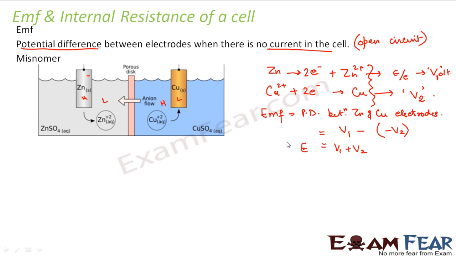Now what happens to this EMF when the cell is connected to an external circuit? As soon as the cell is connected to an external circuit, there is a current flow. As a result, there is some voltage drop across the resistor present in the circuit. Because of that voltage drop, the potential difference between these two electrodes will also reduce. Now we will study that in our next slide, what happens to the EMF when the cell is connected to an external circuit.